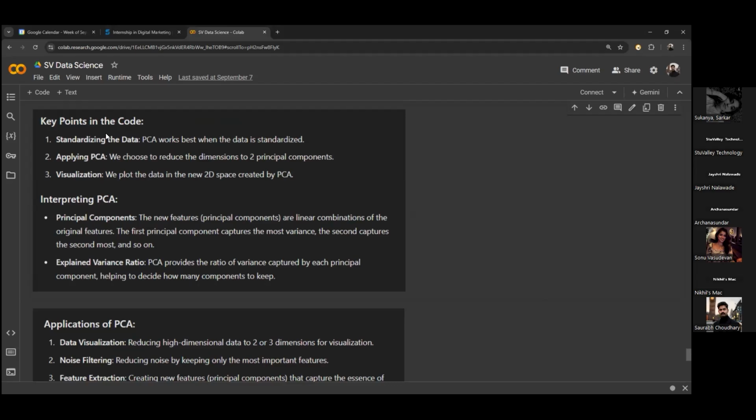Key points in the code. So the key point in the code is standardizing the data. Interpreting PCA components: the new features, principal components, are linear combinations of the original features. The first principal component captures the most variance, usually. The second captures the second most, and so on. Explained variance ratio: PCA provides the ratio of variance captured by each principal component, helping to decide how many components to keep.